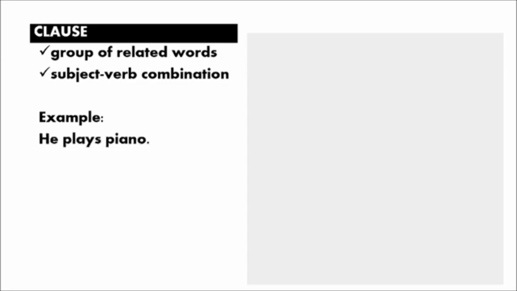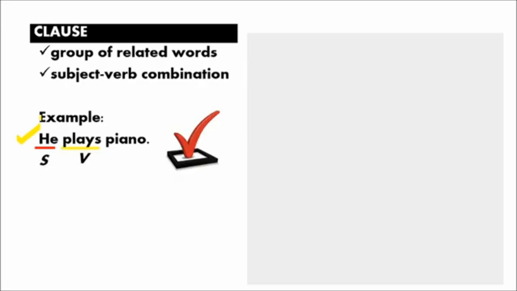So consider the example here. He plays piano. Let us check if it is a group of words. Yes. Does it have a subject? Yes, it has he and then the verb plays. So therefore the example is an example of a clause.